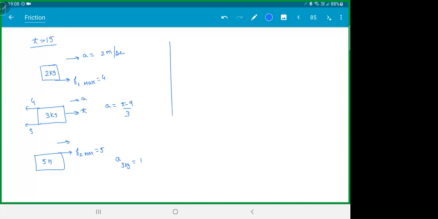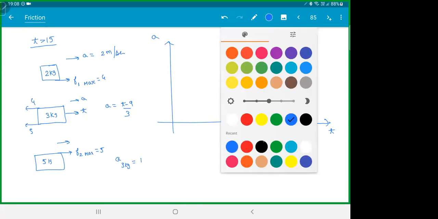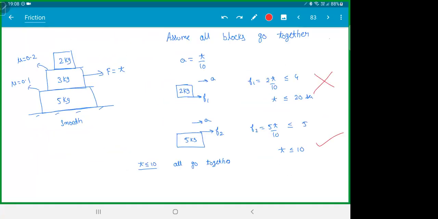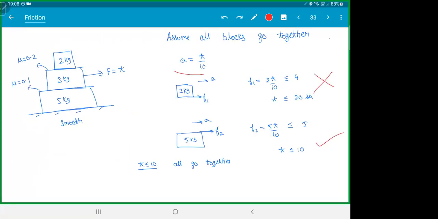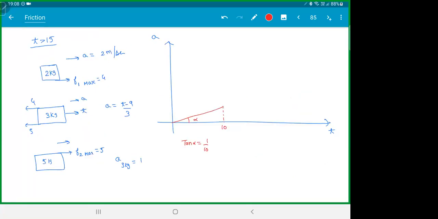So if you try to plot this graph, up to 10 seconds, all are going together. This slope, let's call it alpha. Tan alpha is 1 by 10. How did I get it? Look at the slope here: a is equal to t by 10, like y is equal to mx. Then the acceleration is t by 5 minus 1, and this one became constant. This is your 3 kg. No, 5 kg, whose value is 1 meter per second square.